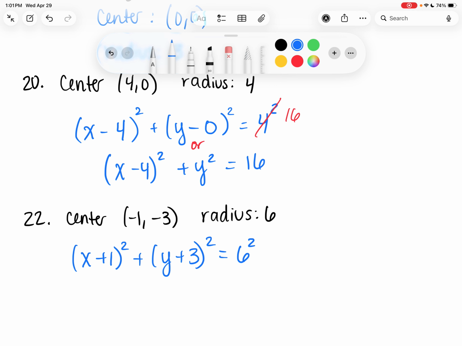So in here, we have the opposite sign of the center. Since it's at -1, -3, I put +1 and +3 here. And then over here, I've got the radius squared, so 6 squared. So I would just write that as 36. You can rewrite it, or you can go straight to writing the 6 squared as 36, or like in the previous one, the 4 squared as 16. I'm just writing it this way so that we see that we're taking the radius value and squaring it to get our answer.